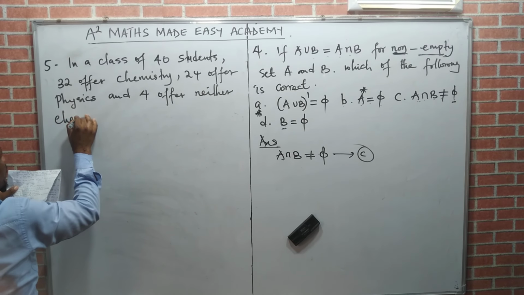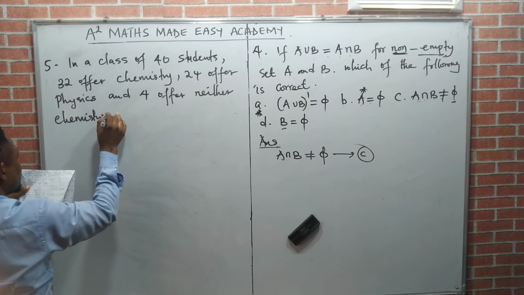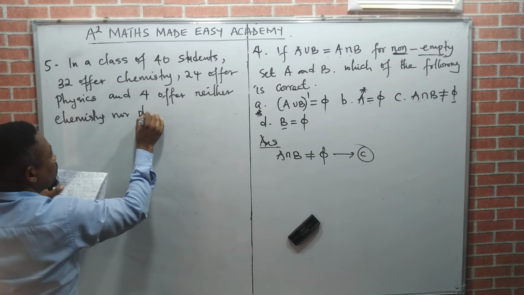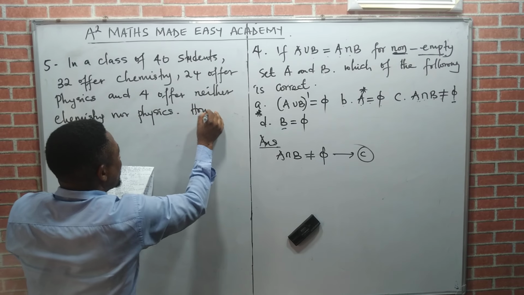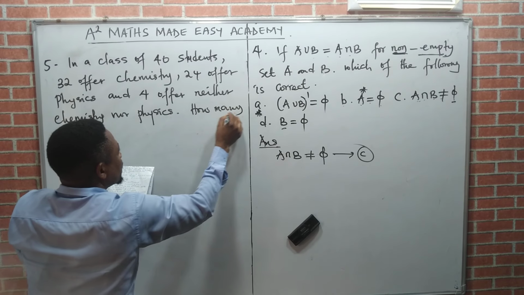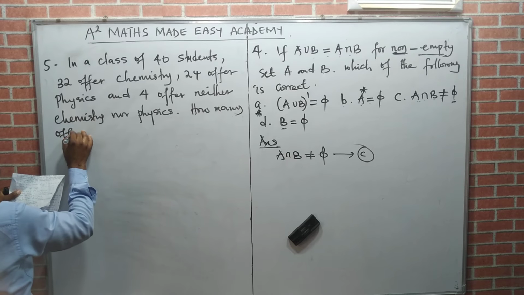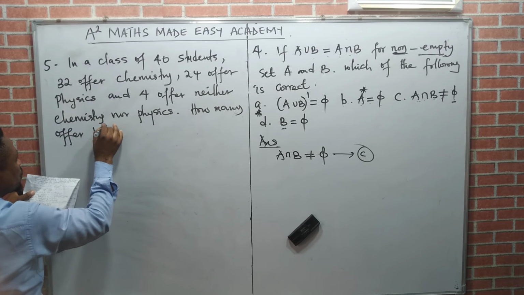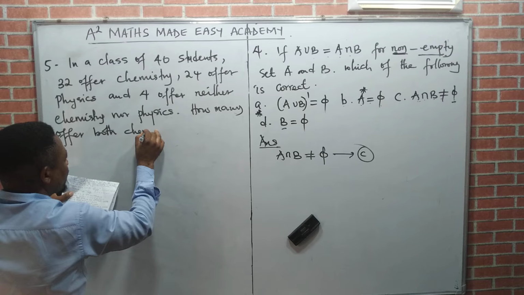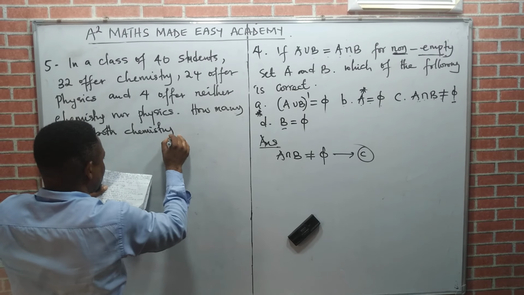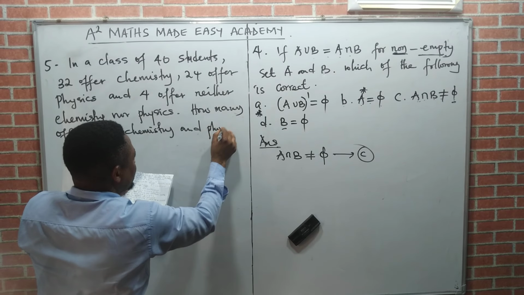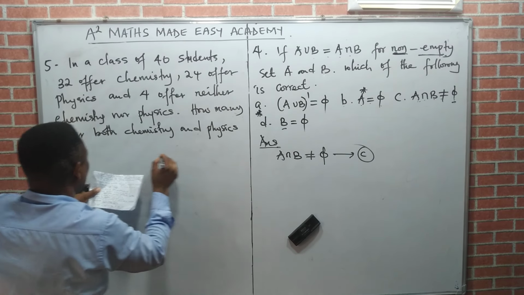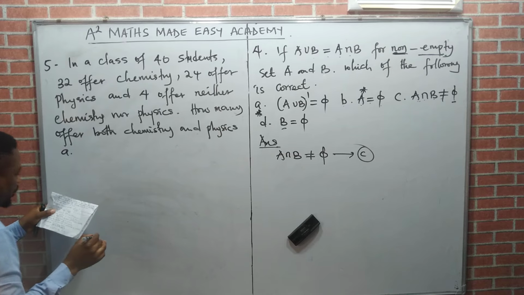chemistry. Hope you are following. Neither chemistry nor what? Physics. Now the question is, how many offer both chemistry and what? Physics. Now this is a Venn diagram of a set. We call it word problem. Can we move to the options?